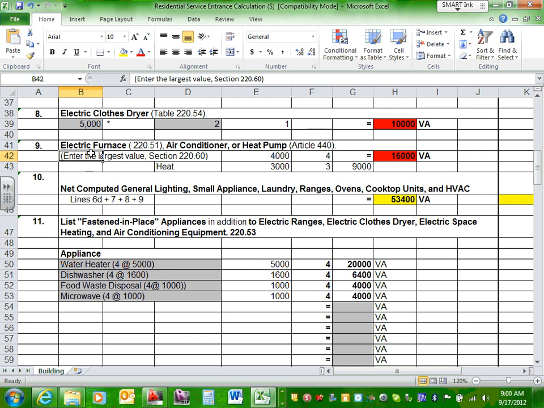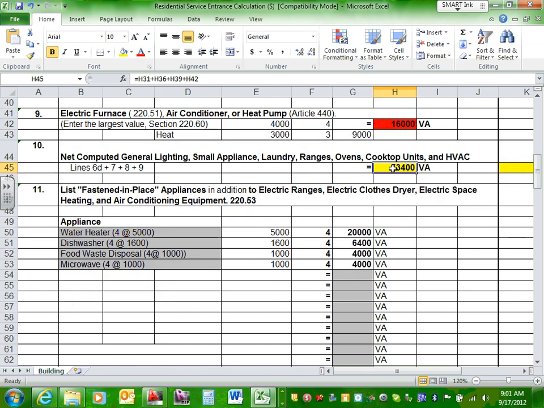Can you see what it says? Enter the largest based on 220.60. Why? Because it's the non-coincidental load. Everybody hear the non-coincidental loads or nobody? If two loads are not running at the same time, you pick the largest and you size based on the largest. Thumbs up, Chad? Cool. All right, so that's what red is here.